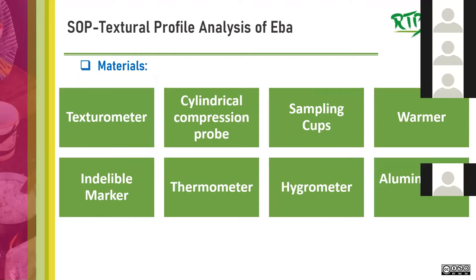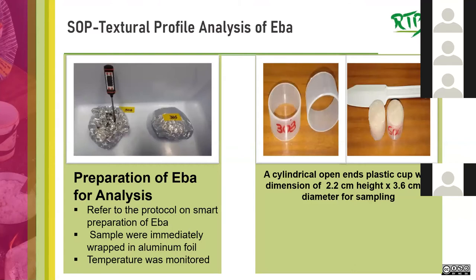The materials for textural profile analysis: we all know the texturometer, and then we have cylindrical compression probes, sampling cups, the warmer, indelible marker, thermometer, and aluminum foil. The reason we wrap it in aluminum foil is to prevent contamination and to keep it warm when we put it in the warmer. So the Eba was prepared for analysis. We refer to the SMART protocol for preparation of Eba, which I just described briefly. And then the samples were immediately wrapped in aluminum foil, as we have mentioned.